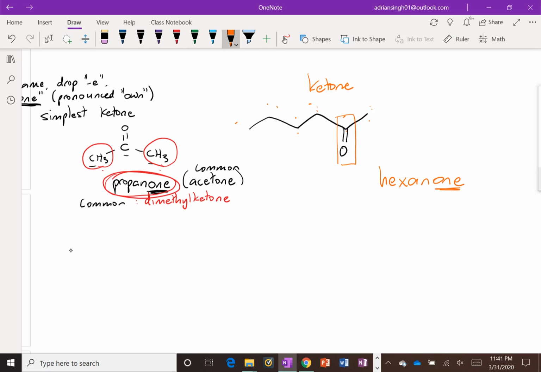And now when we get to these bigger and bigger carbon chains, we have to specifically say where that carbonyl is located, right? And we want to number the chain to give the lowest number possible to that carbon. In this case, we want to number from right to left. Okay, and we can see that the carbonyl is on carbon 2. So we say that's 2-hexanone.